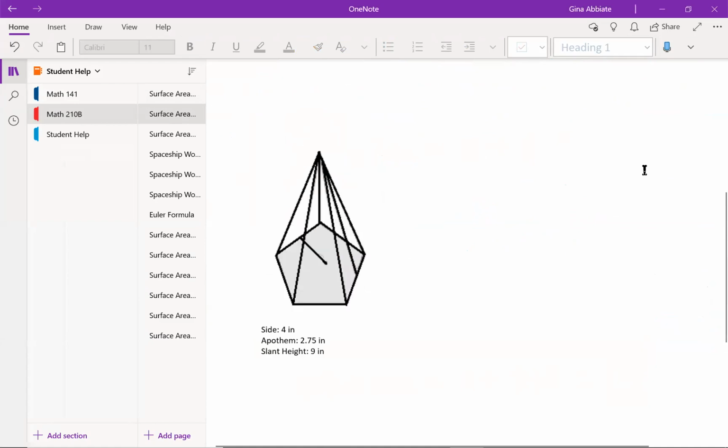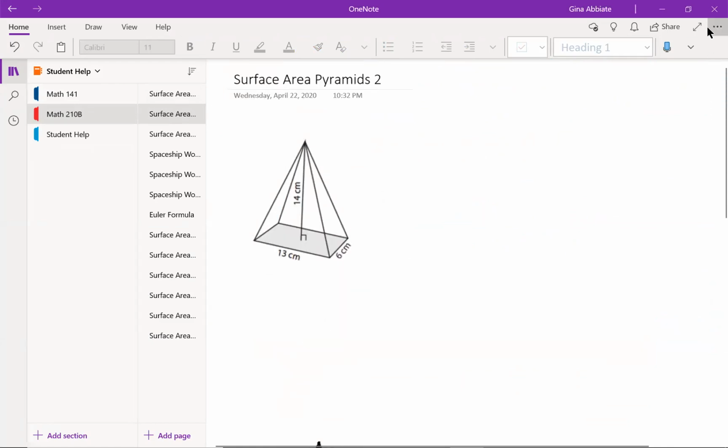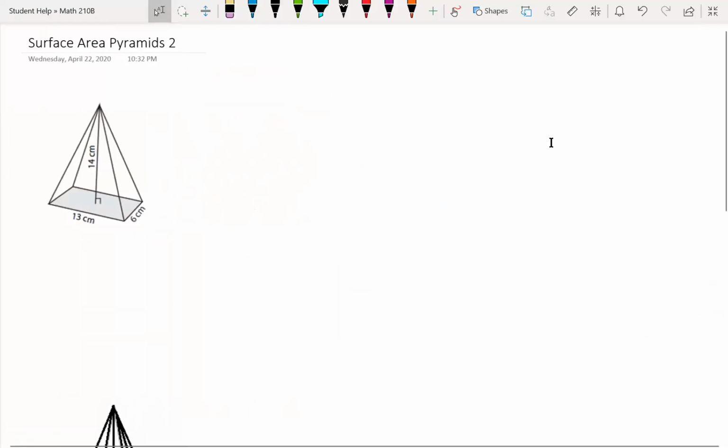I have a couple different examples here. In this example, the pyramid is made up of a rectangular base, and so the 4 triangles are not going to be the same length. So in this particular case, the formula that we used before is not going to work. So we're going to take a different strategy. I'll start by drawing the net of this.